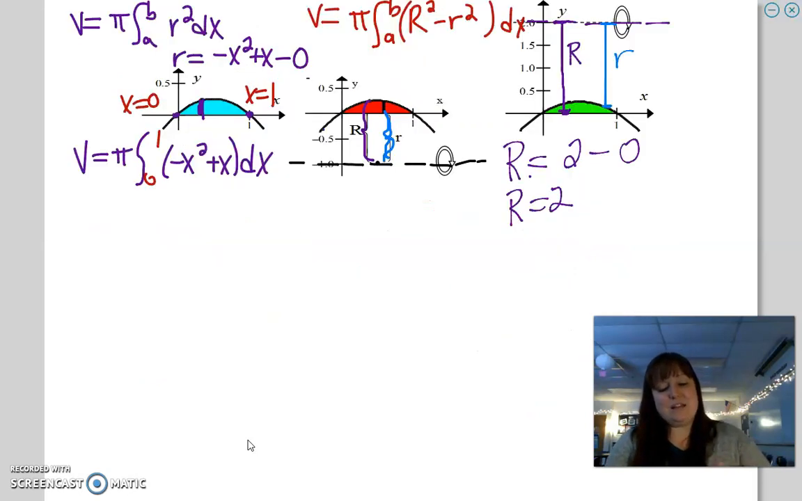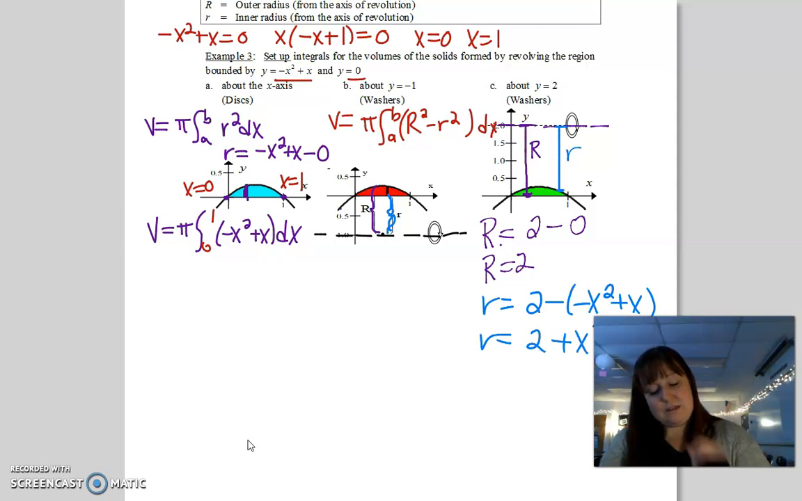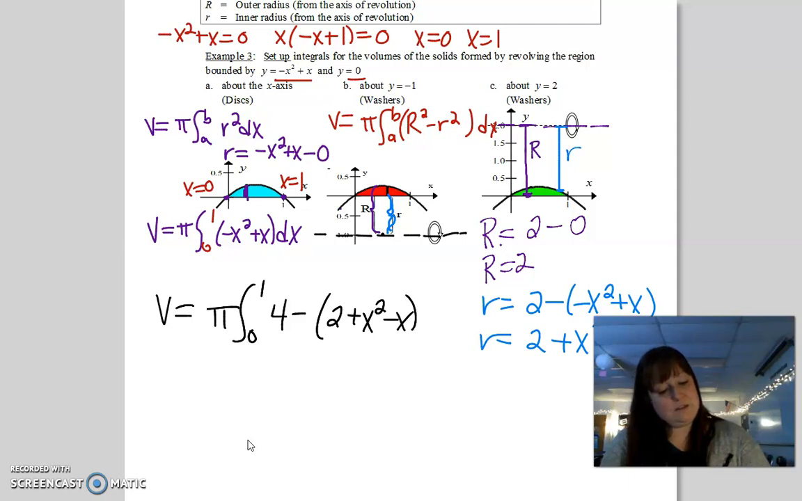Okay, little r is the top curve minus bottom curve. So little r is 2 minus, and the bottom curve is negative x squared plus x. So little r is 2 plus x squared minus x. And so then we just plug that into our function. So our final function is volume equals pi times the integral from 0 to 1 of 4 minus (2 plus x squared minus x) squared dx.